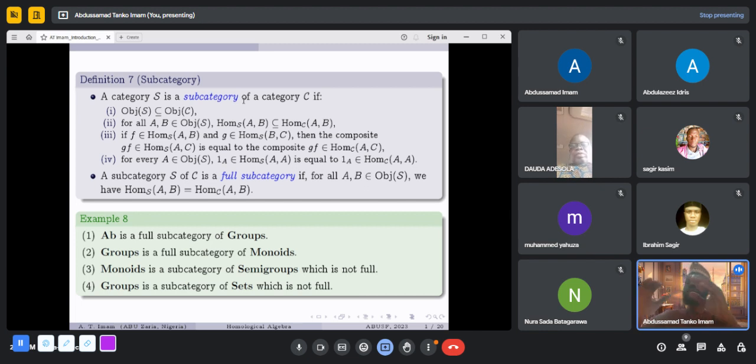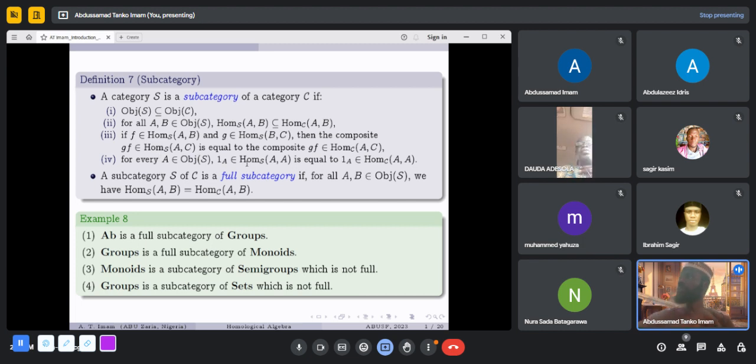And that means a small part of the category that is also a category in its own right. And that concept should be clear. So once you have a category that is sitting inside another bigger category, in which all the objects in the smaller category are also objects in the bigger category, and all morphisms in the smaller category are morphisms in the bigger category, and that the composition law is the same.